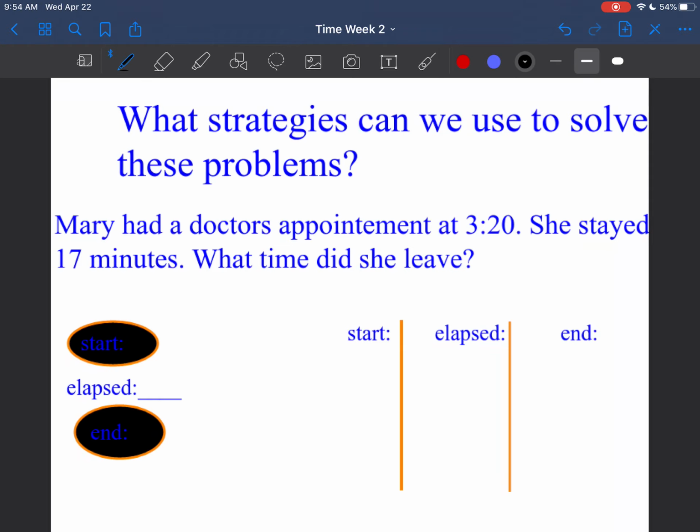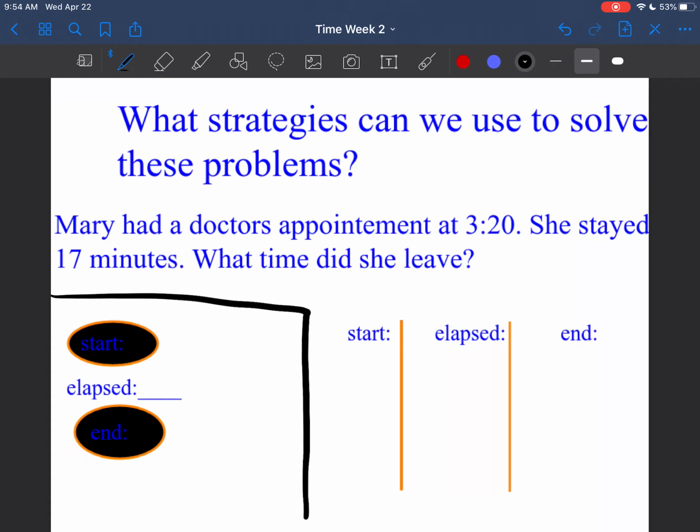All right, I'm going to give you a minute to look at this problem. You can pause the video if you would like to fill out the graphic organizer over here on the side, and then you can unpause once you have it. All right, so you should have that graphic organizer filled out on the side. What I'm going to do is go ahead and read that word problem. So the word problem says, Mary had a doctor's appointment at 3:20. She stayed for 17 minutes. What time did she leave? So let's fill in this graphic organizer together and you can check what you've done in your notebook.